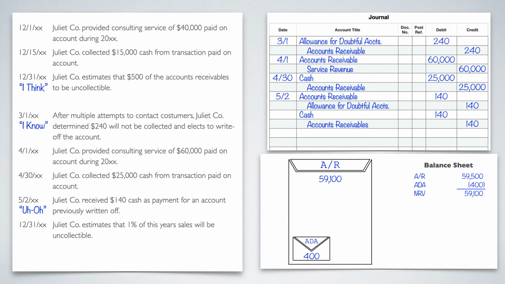We're just now doing the next step. This is the end of the second year, so this is the second step. Instead of it just giving us the number outright like it did in the first year where it said 500, this one's saying they're estimating 1% of this year's sales will be uncollectible. So we're using the percentage of sales method.